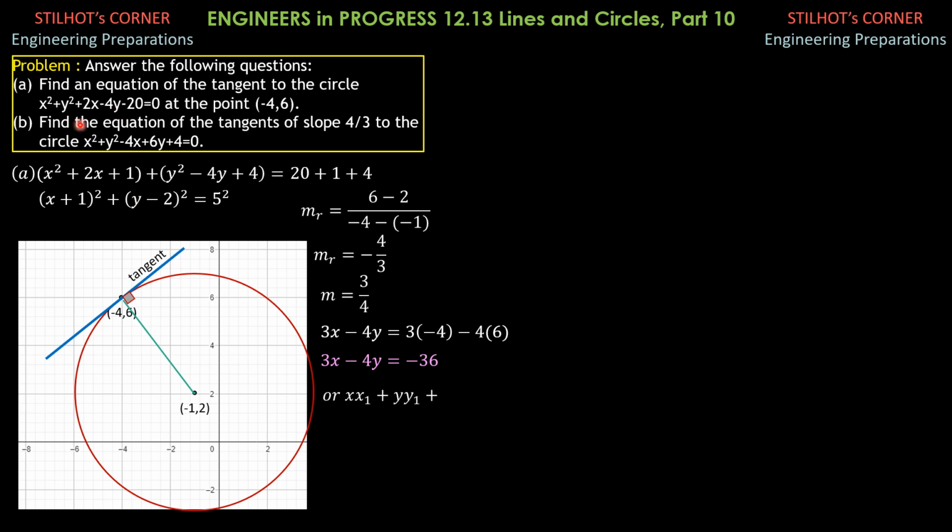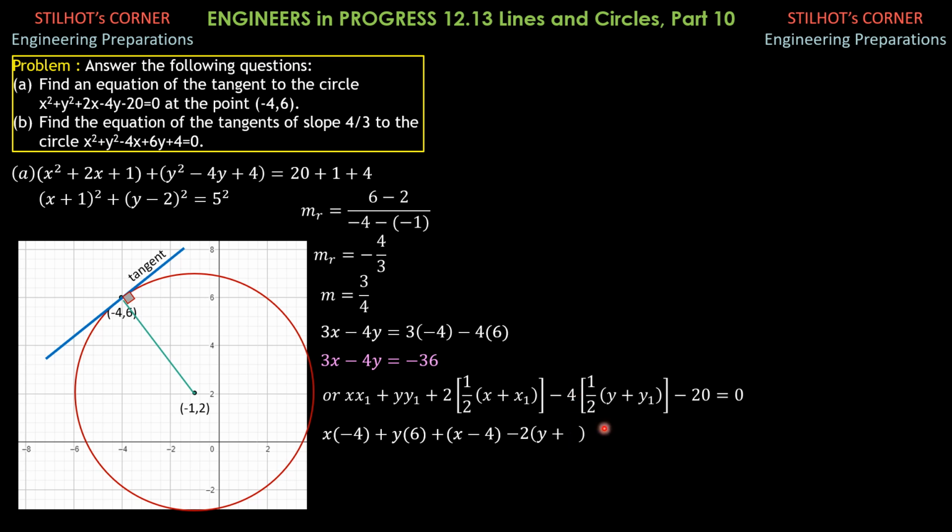x x1 plus y y1 plus 2 times 1/2 of quantity x plus x1 minus 4 times quantity 1/2 of quantity y plus y1 minus 20 equals 0. So let's substitute the value of x1, which is negative 4, and y1, which is 6. So x times negative 4 plus y times 6 plus, this is 2 times 1/2, so 1 times quantity x plus negative 4, or x minus 4, minus 2 times quantity y plus 6 minus 20 equals 0.